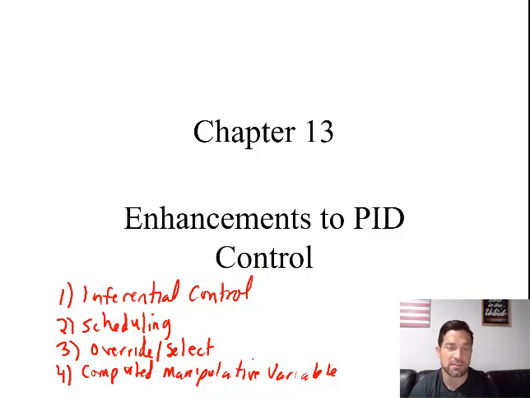Okay, so in this lecture we're going to go over the general theory and strategies, and next time we're going to do various examples of implementing these. And specifically, next time we'll really focus on designing different types of override select type systems, and we'll look at some examples of inferential control and computed manipulative variable.